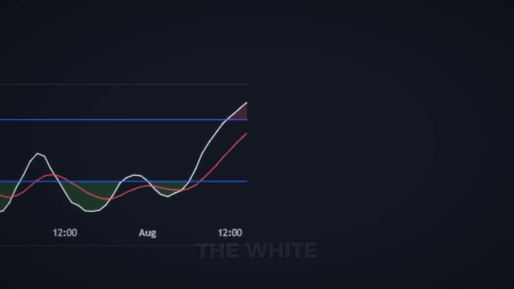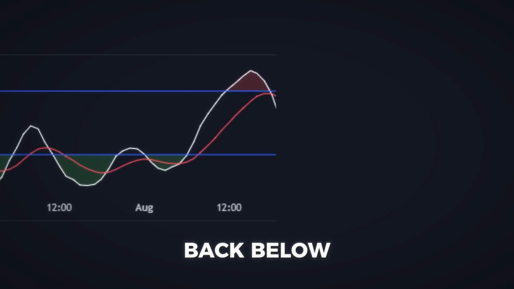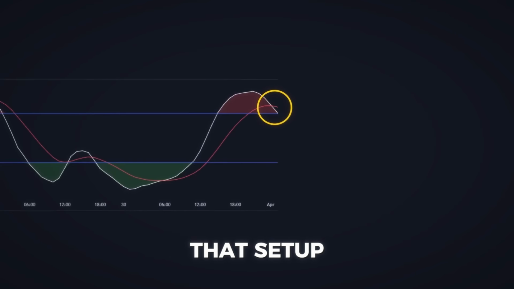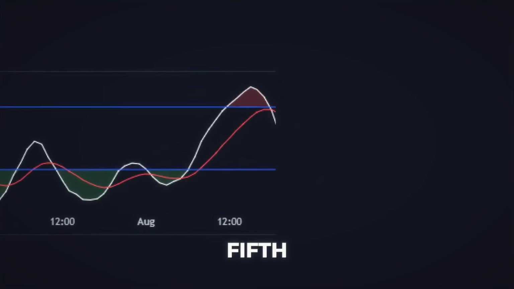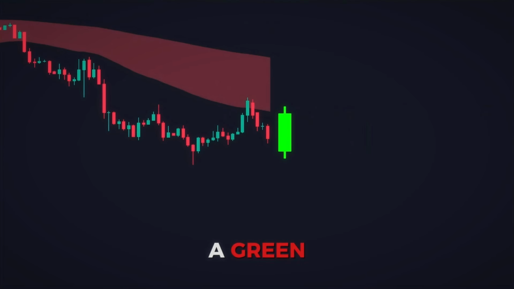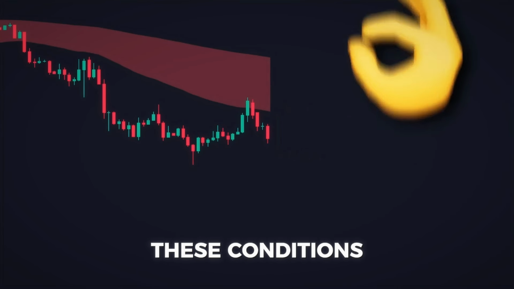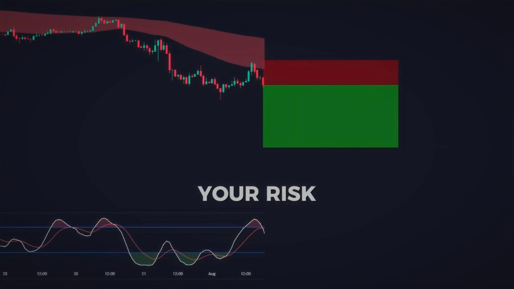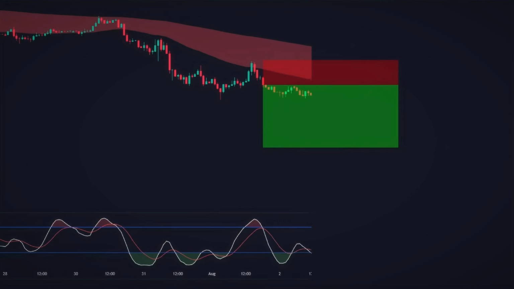Fourth, wait for the white SMI line to cross back below the red EMA line, and this crossover must happen when the white line is already below the plus 40 level. If the crossover happens above the band, that setup becomes invalid. Fifth, make sure the candlestick where the crossover happens is a red candle. If it's a green candle, again, that setup becomes invalid. When all these conditions are met, that's our sell signal. Place the stop loss above the most recent swing high and target 2.5 times your risk for take profit. We let the trade run and take profit.